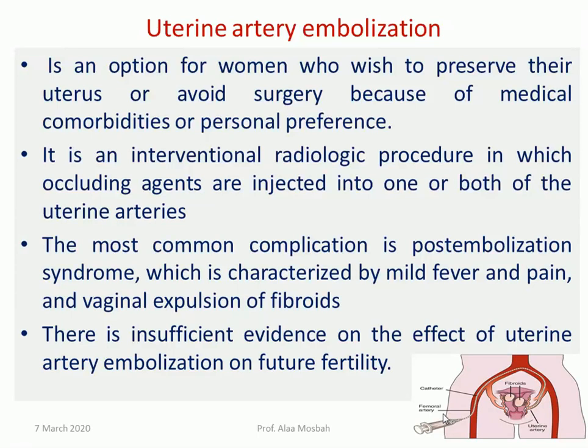The most common complication is post-embolization syndrome, which is characterized by mild fever and pain and the vaginal expulsion of fibroid. There is insufficient evidence on the effect of uterine artery embolization on future fertility and still need many studies. Uterine artery embolization is an option for women who wish to preserve their uterus or avoid surgery because of medical comorbidities or personal preference. And it is an interventional radiologic procedure.